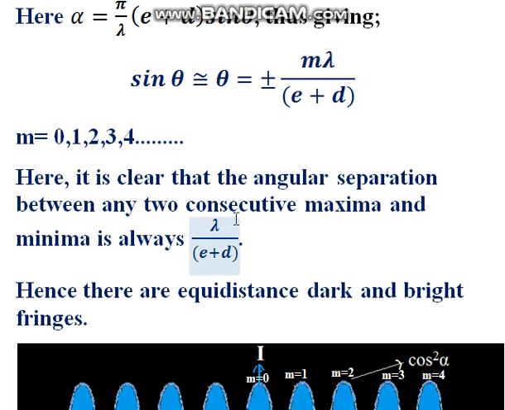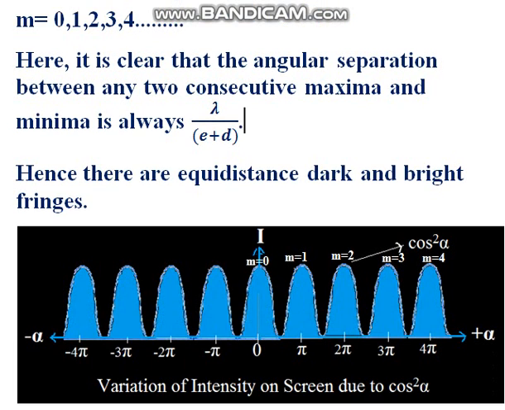You must remember this formula for the 10 plus 2 level. The fringe width is also the same. It is lambda D upon 2d. Hence there are equidistant dark and bright fringes. So this is the nature of interference due to the double slit.